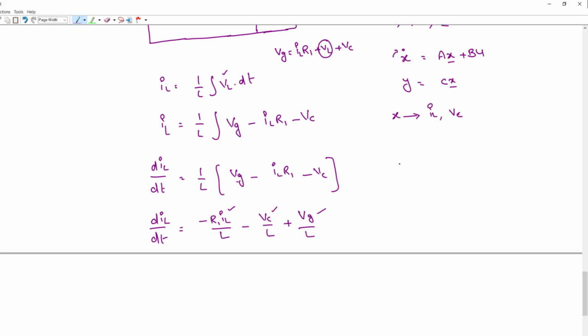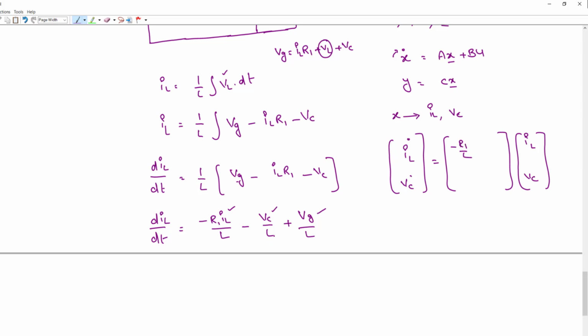Now let us first make the equation. IL dot and VC dot are the X dot. X dot is equal to AX plus BU, where A is the matrix and X are the state variables IL and VC. Now observe carefully and relate here. For IL, the coefficient is minus R1 by L, and for VC it is minus 1 by L, plus BU. U is the input, which is Vg here, and the entry is 1 by L.